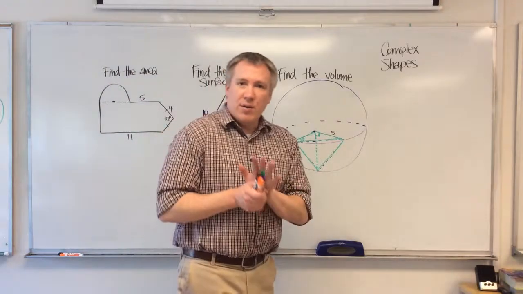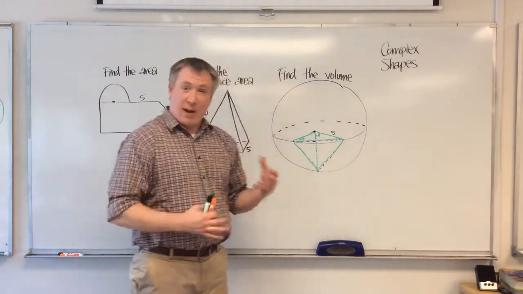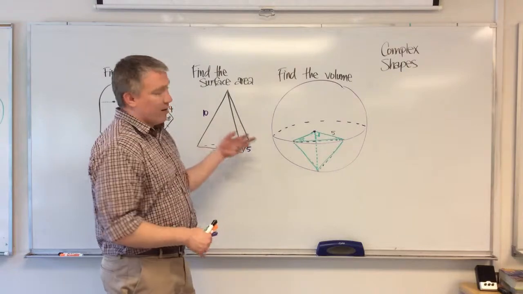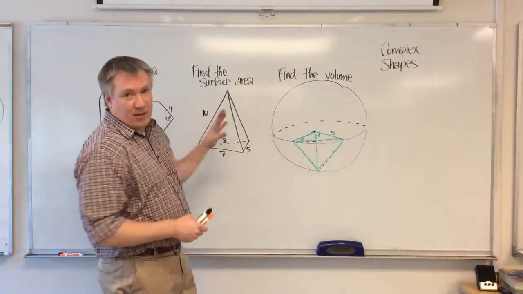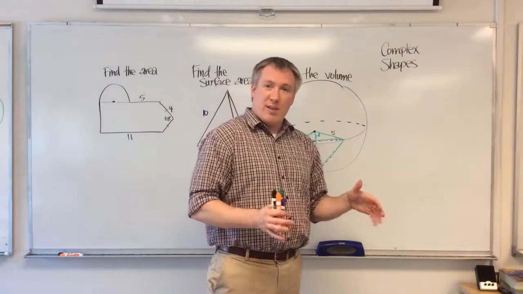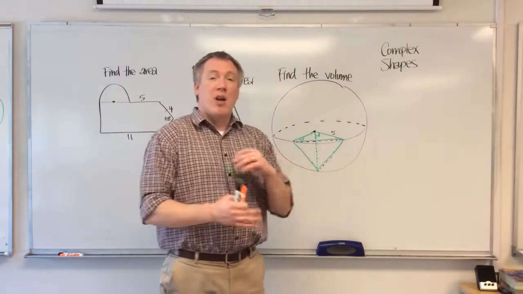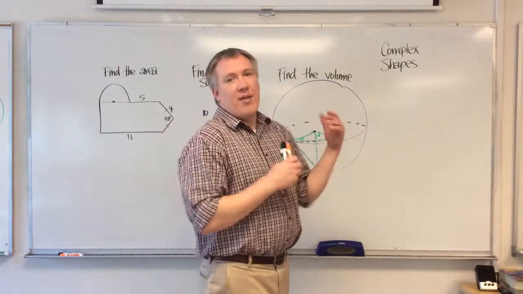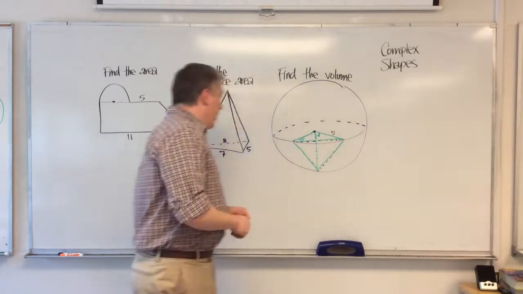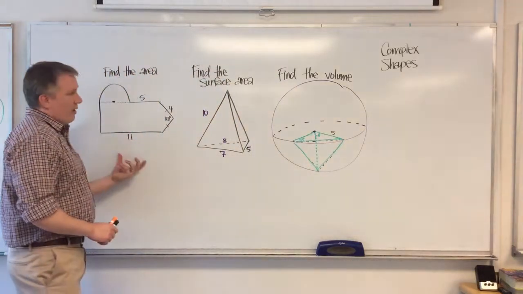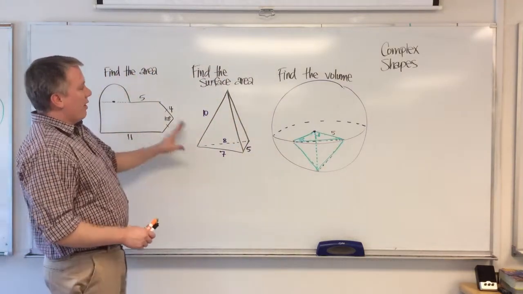All right, now we're going to do some complex problems involving composite shapes, which are made up of multiple figures. Now, finding area, surface area, and volume is relatively simple until you start adding in a bunch of your other geometry concepts, and that's what we're going to walk through. And so we're going to start with finding the area of a composite figure, finding the surface area.